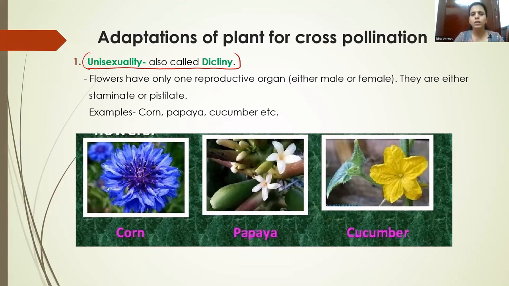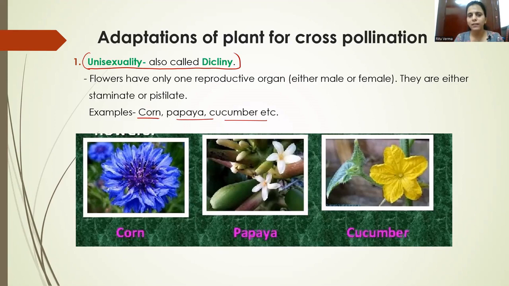Some of the plants possess only unisexual flowers, and this promotes cross-pollination, because this is obvious. If a flower will have only one sex organ, that is either stamen or pistil, then obviously the flower has to perform cross-pollination. The examples of this are corn, papaya, cucumber, etc.